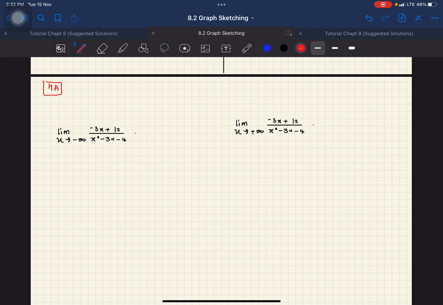Okay, so now bila kita direct substitute the value of negative infinity, negative infinity masuk dalam ni, awak dapat positive infinity. So you will get a positive infinity over dengan, so this one is positive infinity, this one is positive infinity as well, tolak dengan 4 je. So still positive infinity. So awak dapat case infinity over infinity.